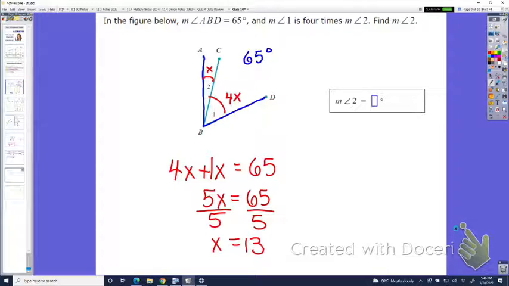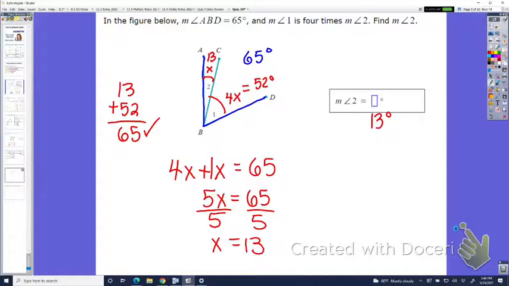13, which means angle 2 is 13, but I guess it does want angle 2. If you needed to find the other angle, you would take 13 times 4, and this one would be 52 degrees. And you could double check 13 plus 52 does equal 65, which is the whole thing.